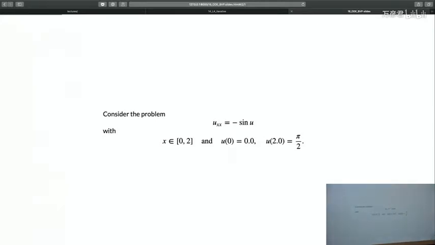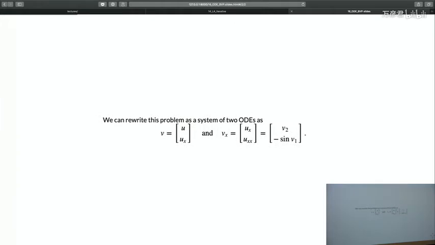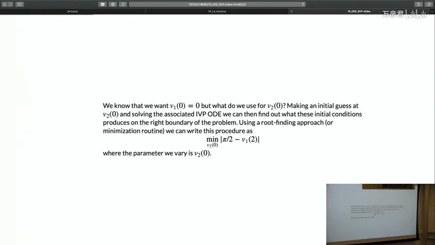I'm going to reformulate the problem as two ODEs like we did for initial value problems. So we have a new variable v. The two unknowns are going to be u and ux. Taking the derivative with respect to x of these two things gives you ux and uxx. We know uxx is equal to negative sine v1, which is just u, and then ux is equal to v2. So exactly how we did this for initial value problems.